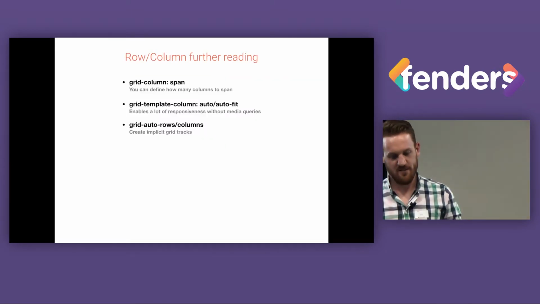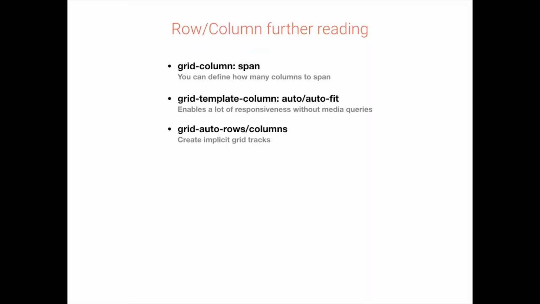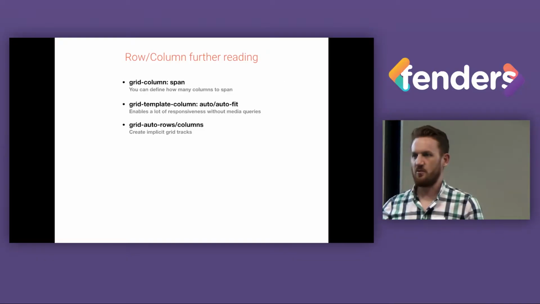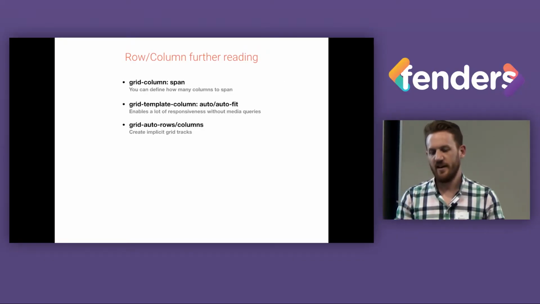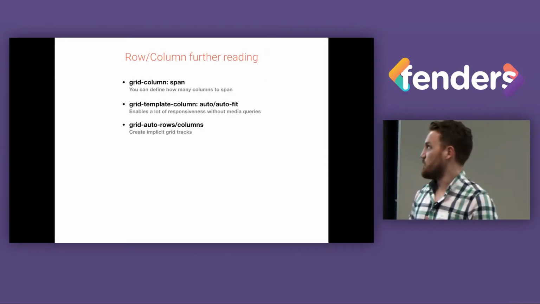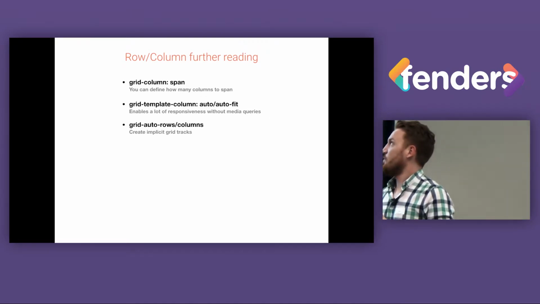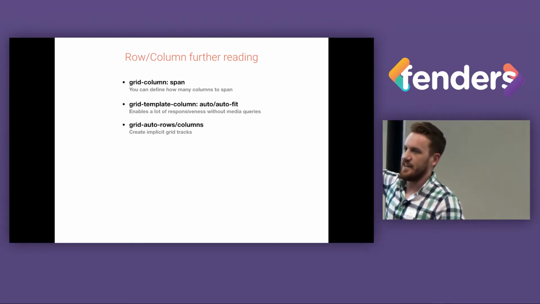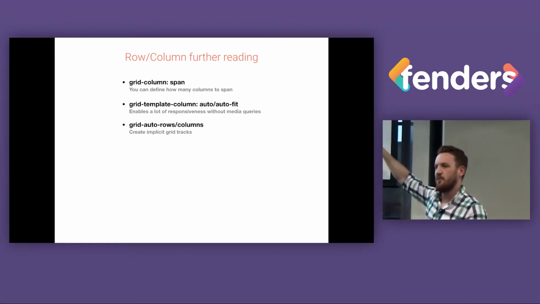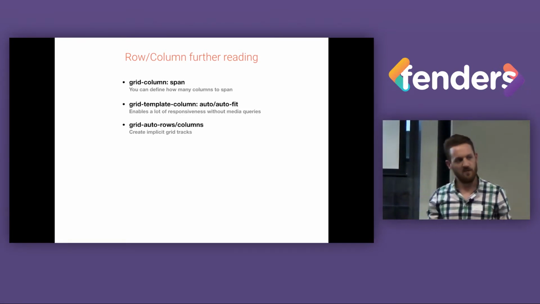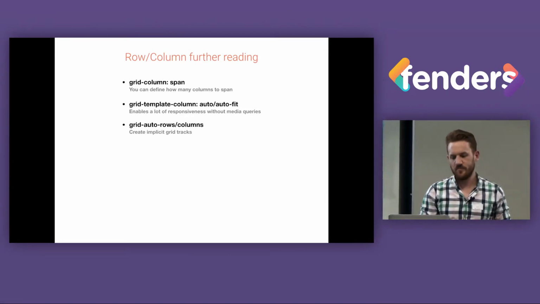Yeah, so some further reading. That's basically how we laid out the grid as a whole. Some really good further reading on that is looking at span, so grid column span. That lets you, instead of defining it each time, just say span 3 or do something with that. And the second one I think is really cool because that's the one I was talking about, that you can essentially get away with not needing media queries. You can just tell it to auto or auto fit in that area there.